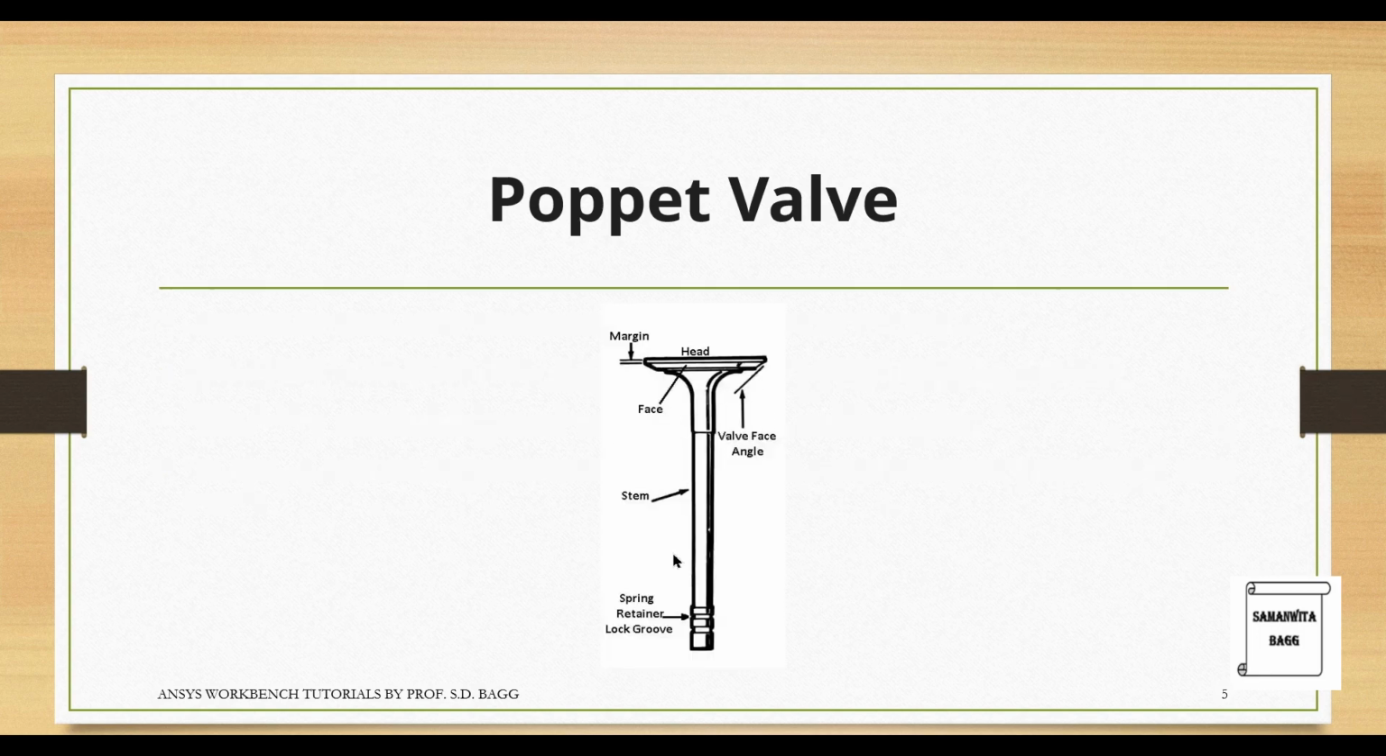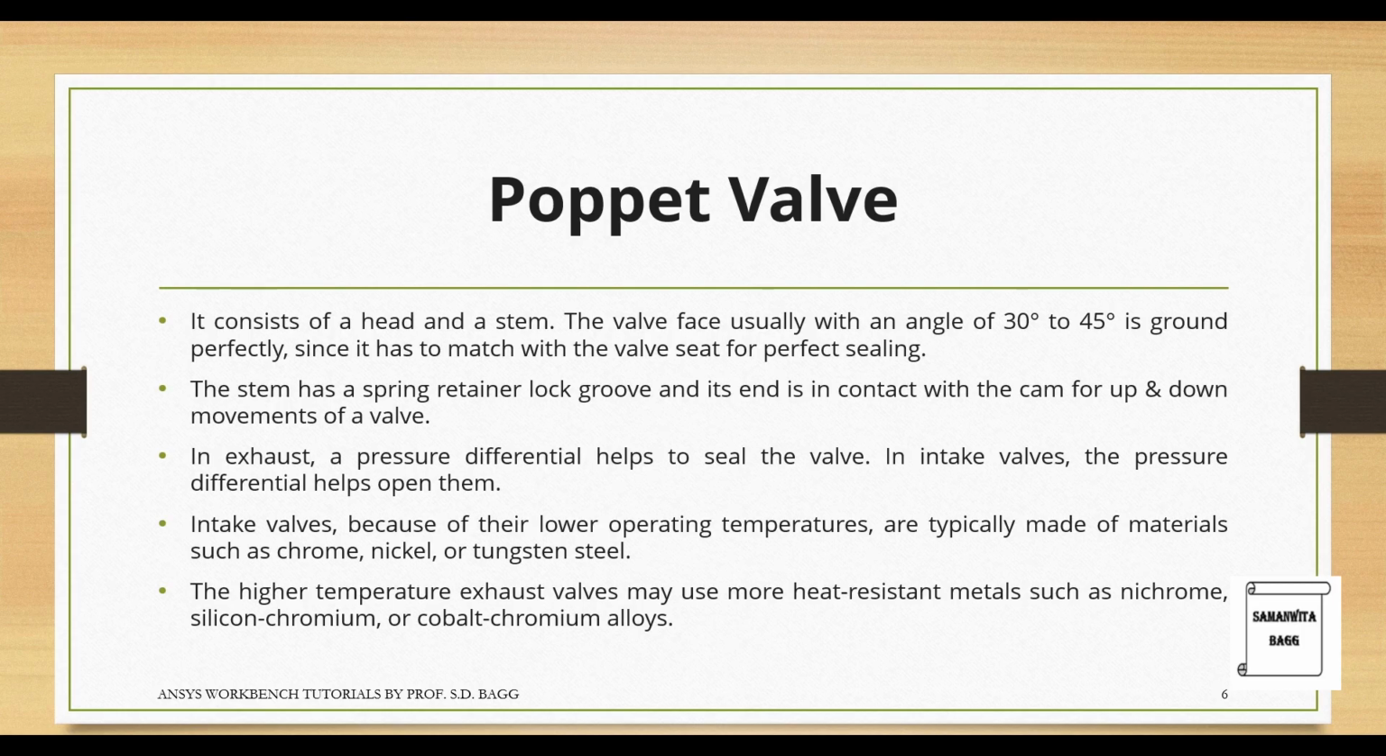So these are the various names or the parts associated with a poppet valve. This portion is the head. This is the face. This is called the margin, the gap over here. This is the valve face angle. This part is called the stem. You can see here there is a spring retainer lock groove at this end. So this is how the poppet valve is indicated. It consists of a head and a stem.